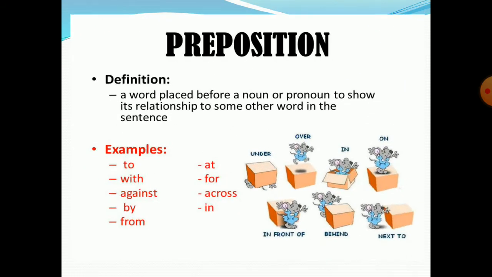Let's read out the definition of preposition. Preposition is a word placed before a noun or pronoun to show its relationship to some other word in the sentence. There are so many examples of prepositions, and a few are to, with, against, by, from, at, for, across, in, and we are using all these prepositions mostly in our sentences.